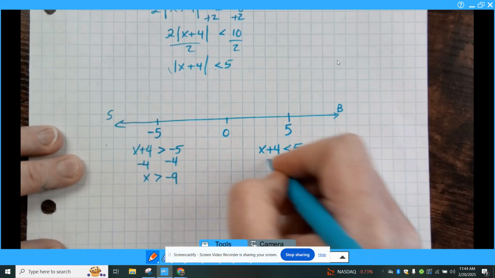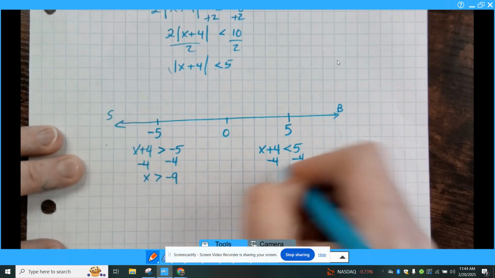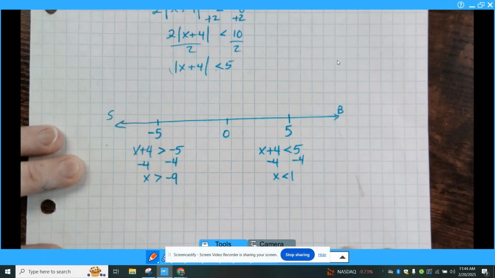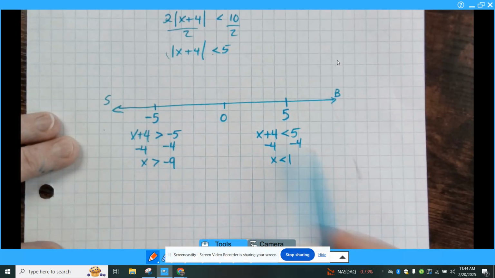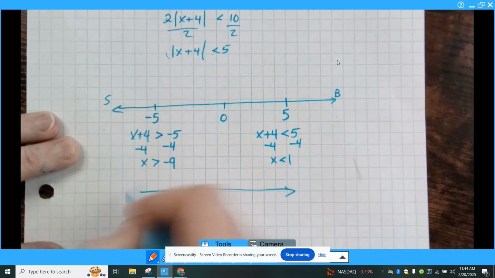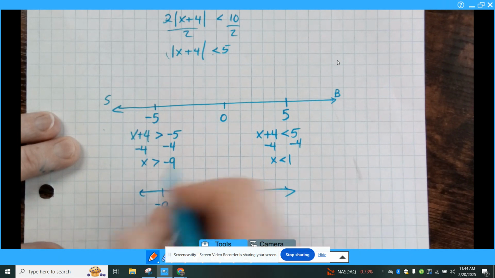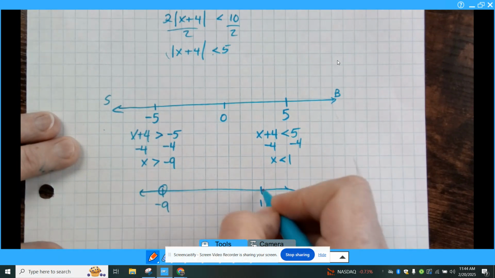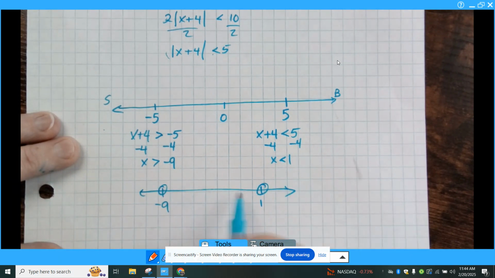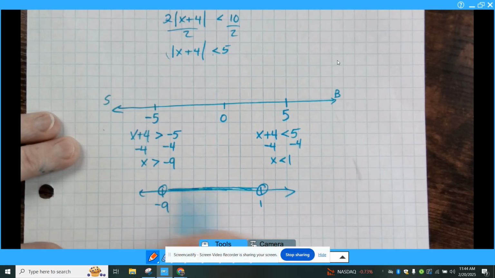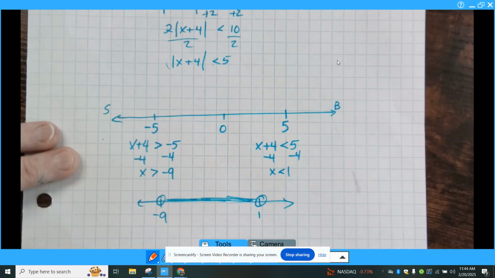So if you solve both of those, you find that your x has to be greater than negative 9, and your x would have to be less than 1. So the number line helps you solve this with where your inequality has to be. But our actual answer would be negative 9 and 1, and it would be between those two. So any number between those two would give you a number that worked.